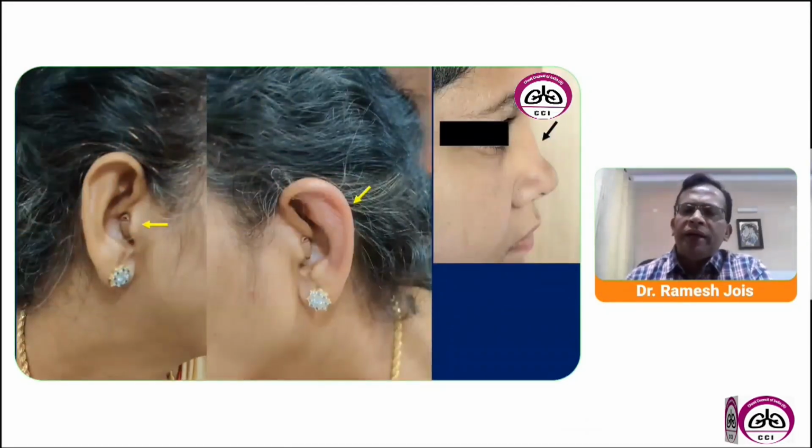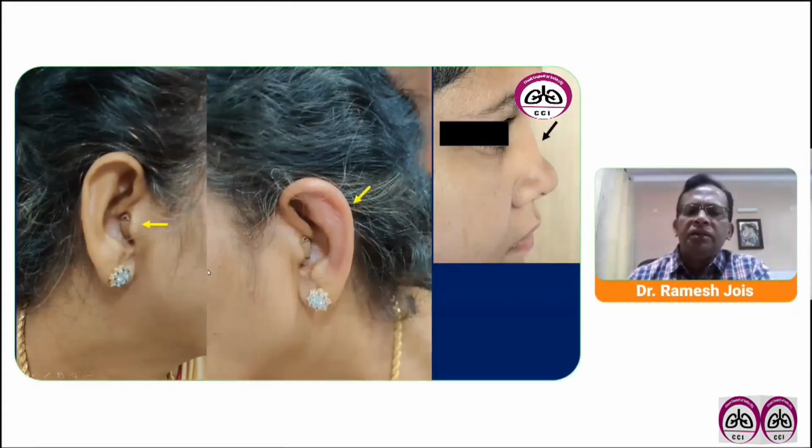ENT is another one. Recurrent sinusitis, recurrent glue ear, recurrent otitis, and deafness are some of the things that have to be elicited. And very interestingly, in this patient with GPA, once again, you can see that she has a hearing aid.